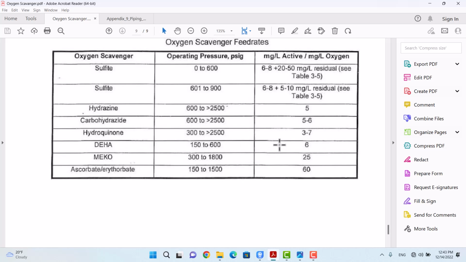And of course, the required ppm of each of them is written down here. Sulfite, with this 6 to 8 ppm plus 20 ppm residual. Hydrazine 5 ppm. Carbohydrazide, as we read in the statement, there is not that much difference between hydrazine and carbohydrazide consumptions. And hydroquinone is 3 to 7 ppm, DEHA is 6 ppm, and MECO is 25 ppm.